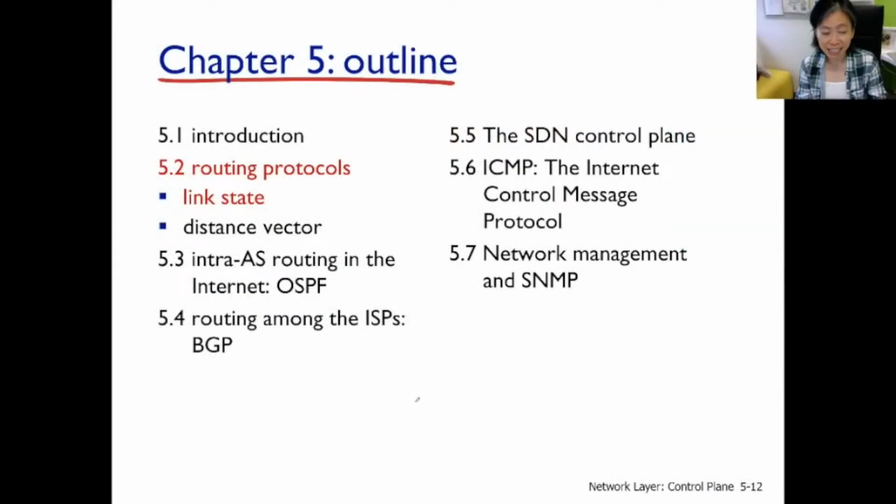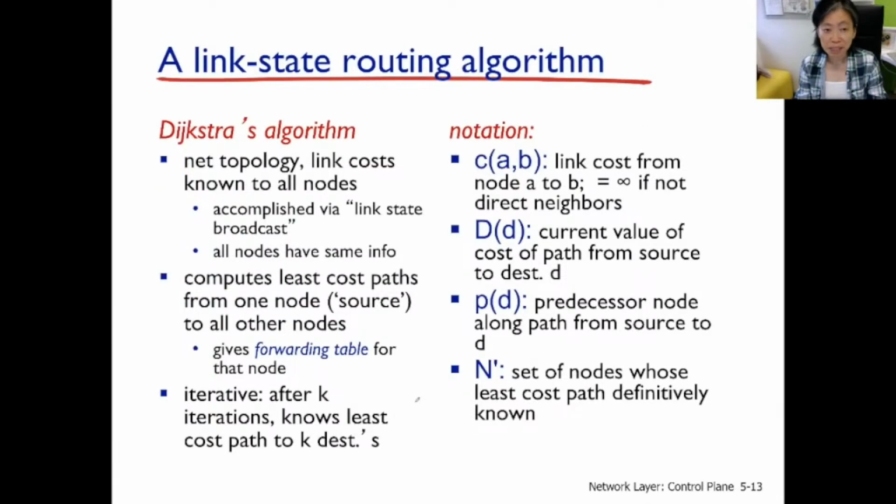Now, finally, the link state routing algorithm. What's implemented there essentially is Dijkstra's shortest path algorithm. This is very well known in graph theory. Again, as mentioned, in order for this algorithm to work, we need the global information: network topology and link cost.